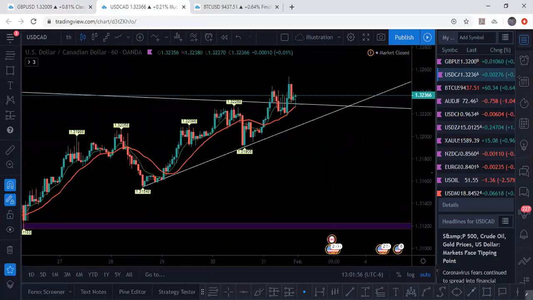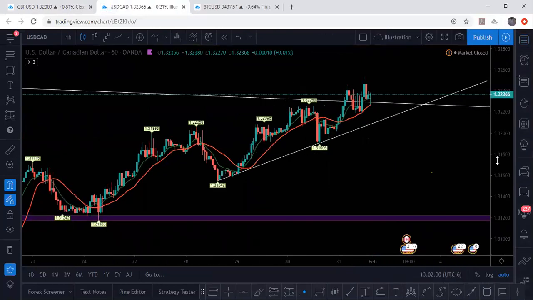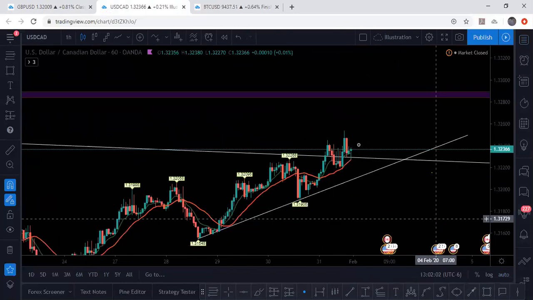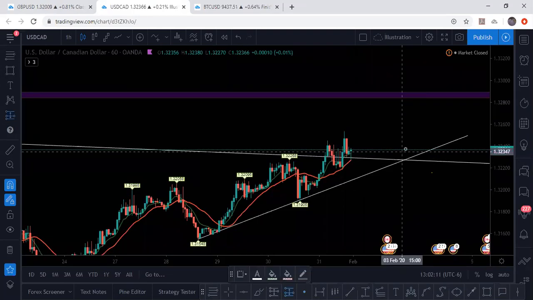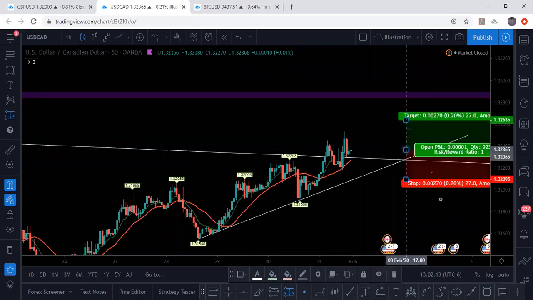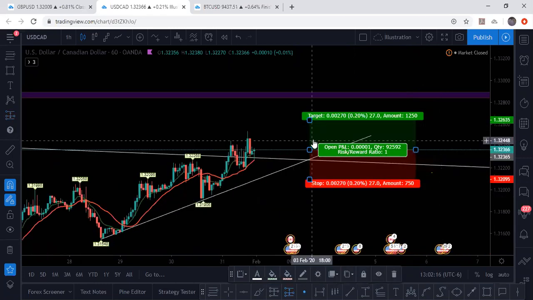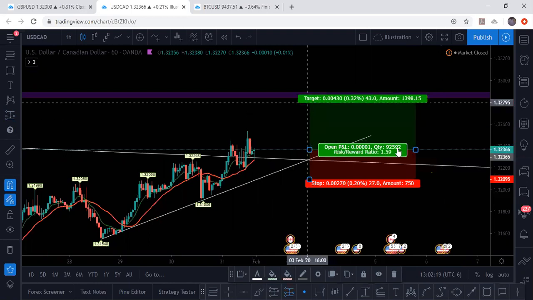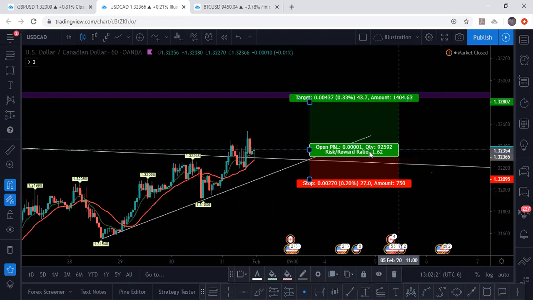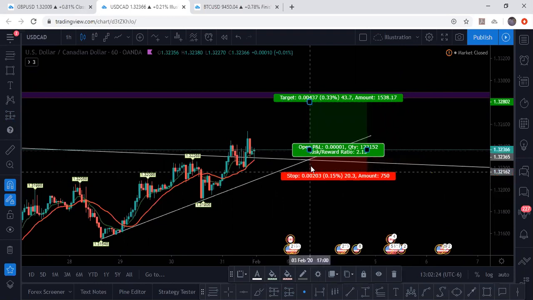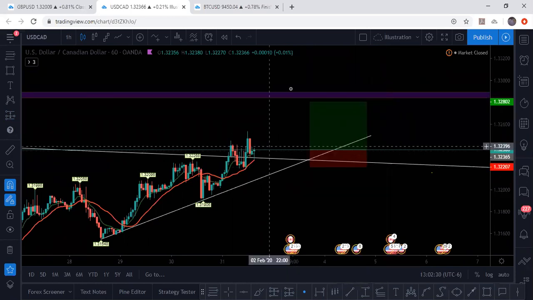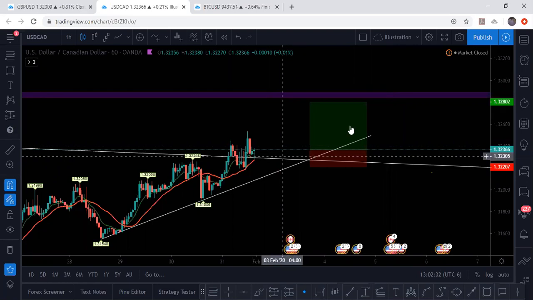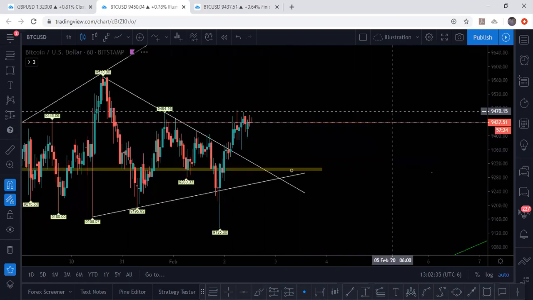Okay. USD CAD. For USD CAD, I'm looking for a buy to this point here. So we're going to buy, and it's going to look something like this. So we should be able to get some few pips. And so I'll be looking at a buy for USD CAD, especially if this trend line here is not broken.